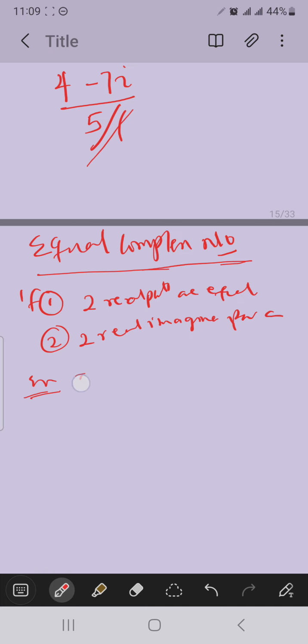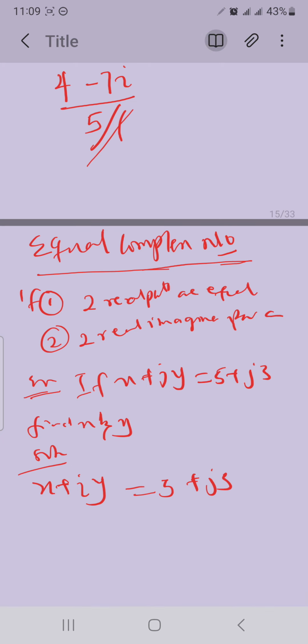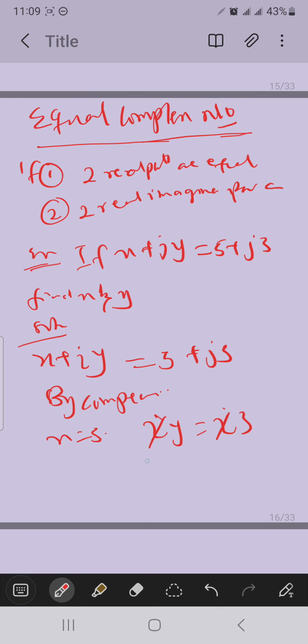Let's say if x plus jy equals 5 plus j3. Find x and y. So the solution to this: they said x plus jy is equal to 5 plus j3. Since they said it is equal, by comparing, x equals what? 5, and jy equals what? J3. I cancel J, y equals 3, and that's the answer.